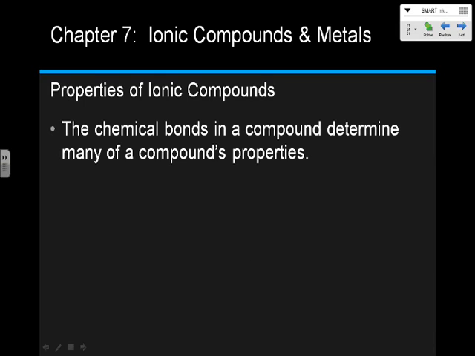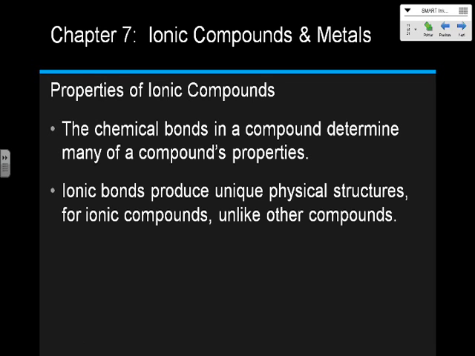All right, now let's look at properties of ionic compounds. The chemical bonds in a compound actually determine several of the compound's properties to help us know exactly what's going to happen. And the reason why, because you've learned so far that valence electrons determine chemical properties. So since the valence electrons are the ones bonding, those bonds determine the compound's chemical properties.